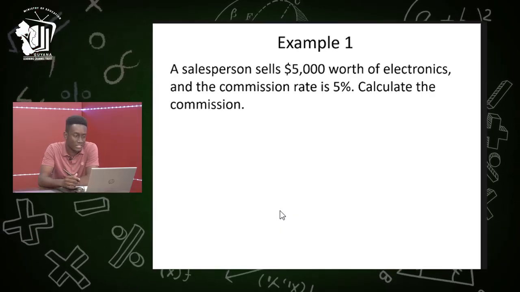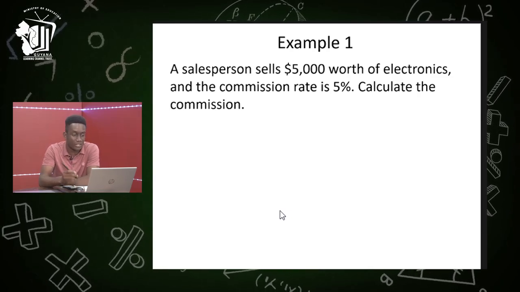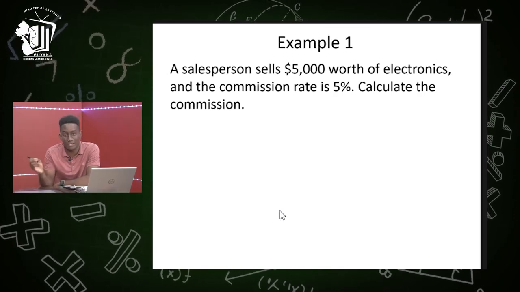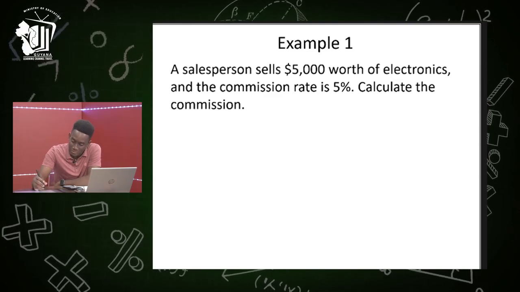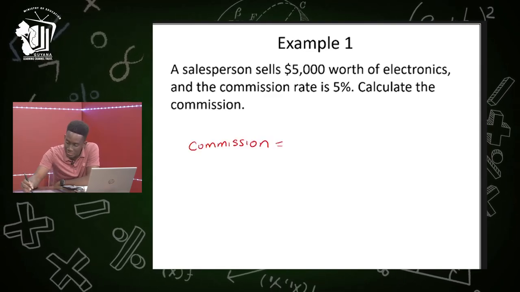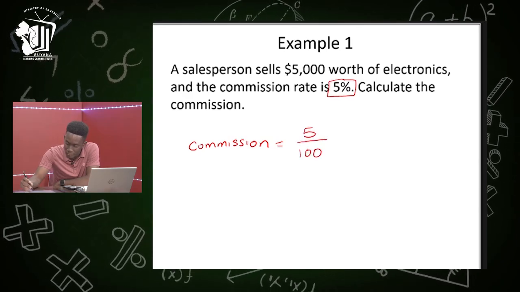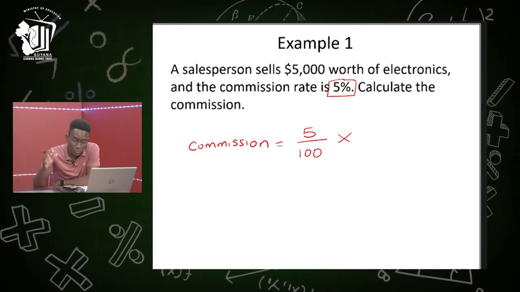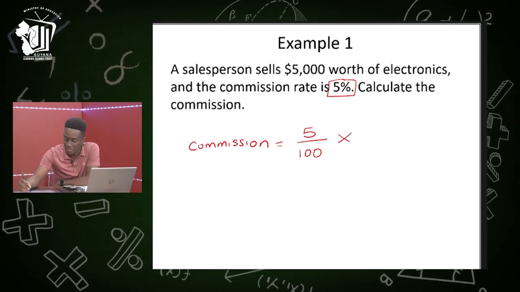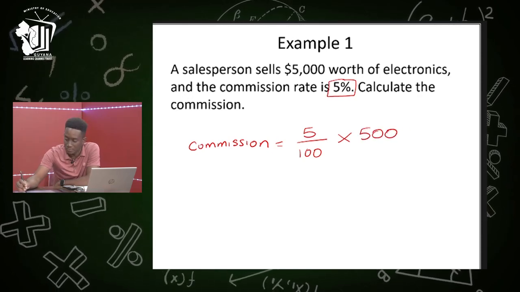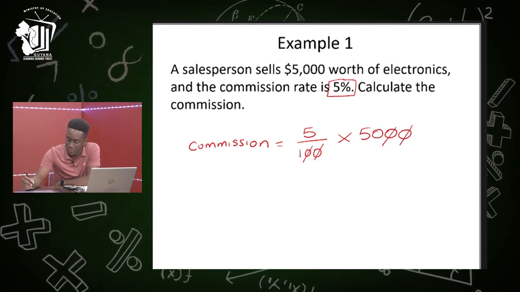The first example says a salesperson sells $5,000 worth of electronics and the commission rate is 5%. Calculate the commission. So the commission for this salesperson is simply the commission rate, in this case 5%, so it's 5 over 100, multiplied by the total worth of items that the salesperson sold. So this is multiplied by 5,000. This 0 cancels with that 0. This 0 cancels with that 0.